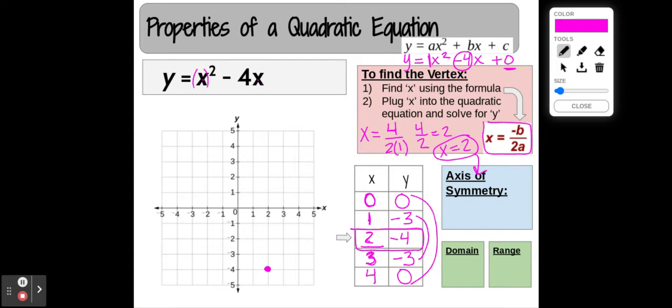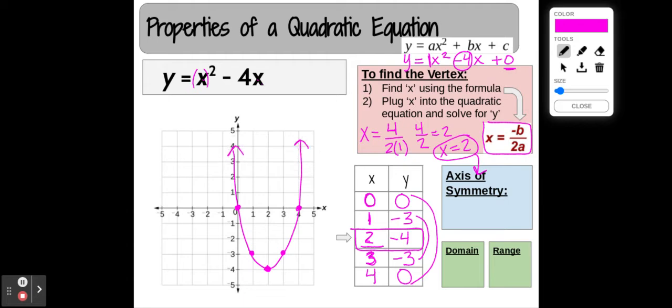Let's go ahead and graph (0, 0), (1, -3). I already have (2, -4) here, (3, -3), and (4, 0). So I'm going to connect those points, and I have the parabola.